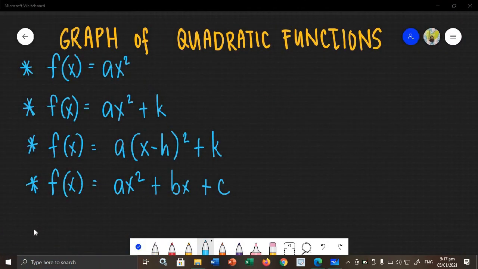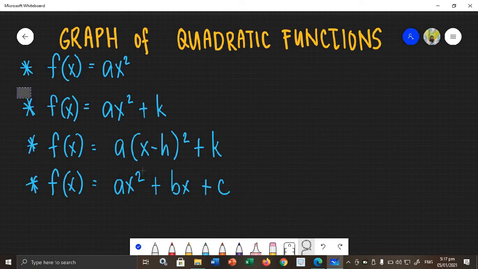For this video, we are going to talk about the graph of different forms of quadratic functions. Specifically, these four forms of quadratic functions. So, the first one is f of x is equal to ax squared. The second one is f of x is equal to ax squared plus k. And then the third one is the vertex form of quadratic functions. And then the fourth one is the standard form of quadratic functions.